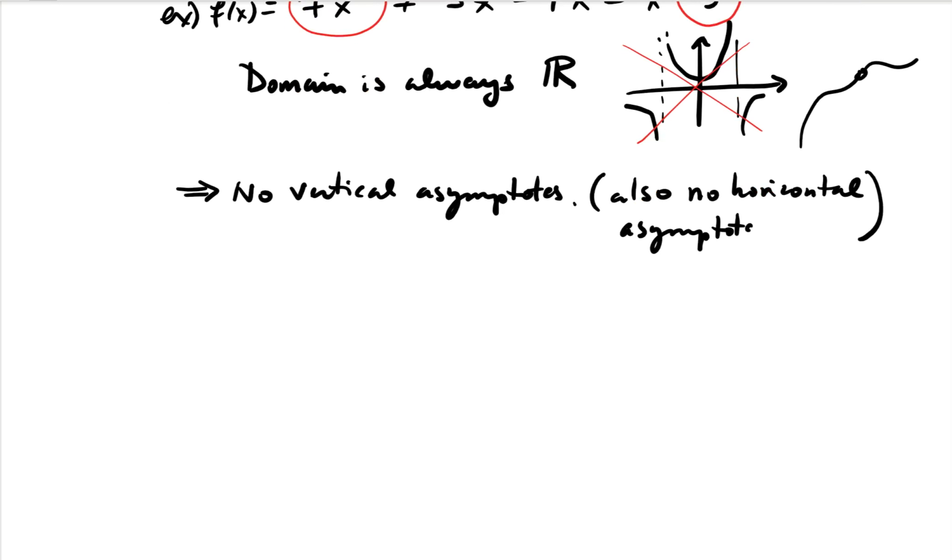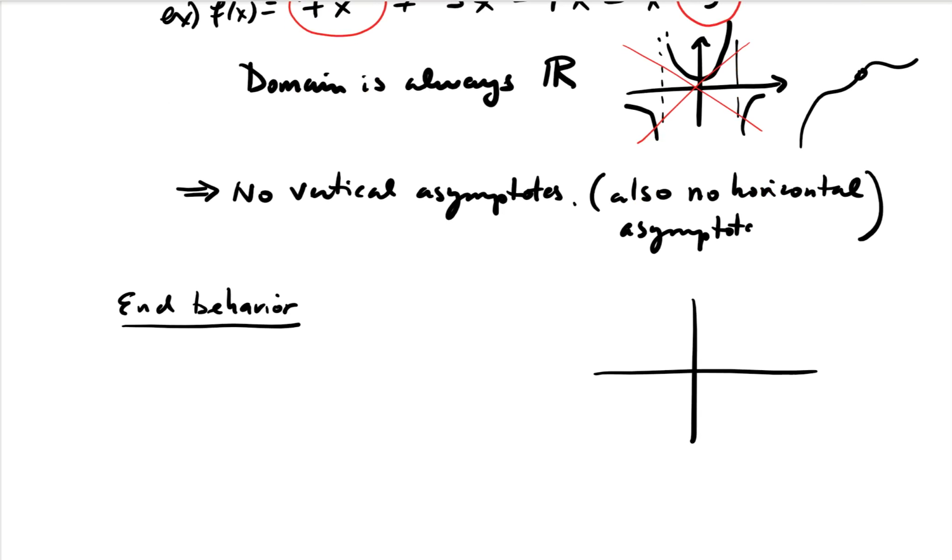And I'm going to explain now why you can't have horizontal asymptotes. And for this, we're going to look at the end behavior. A horizontal asymptote is when a function becomes flat in the end. For example, let's say this is y equals 4. You'd have a function that would get really, really close to 4, so it becomes flat. That would be a function with a horizontal asymptote. So y equals 4 is a horizontal asymptote.